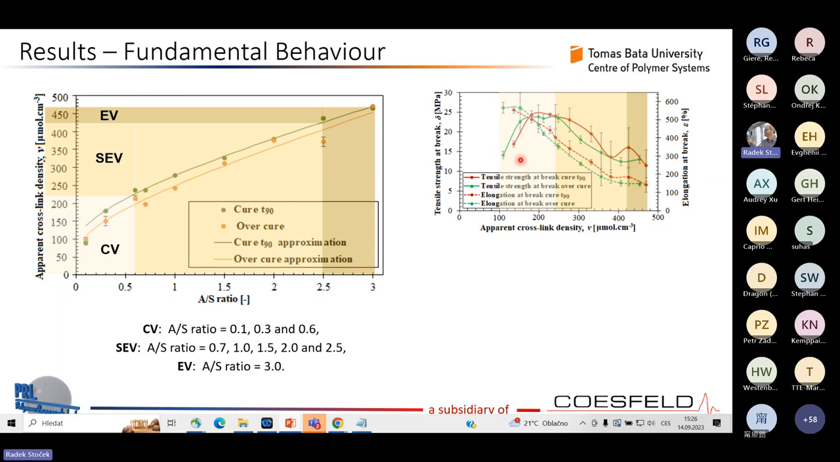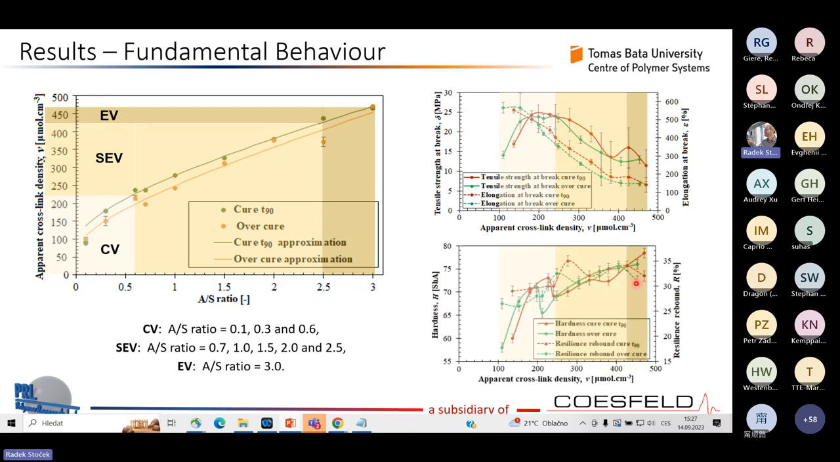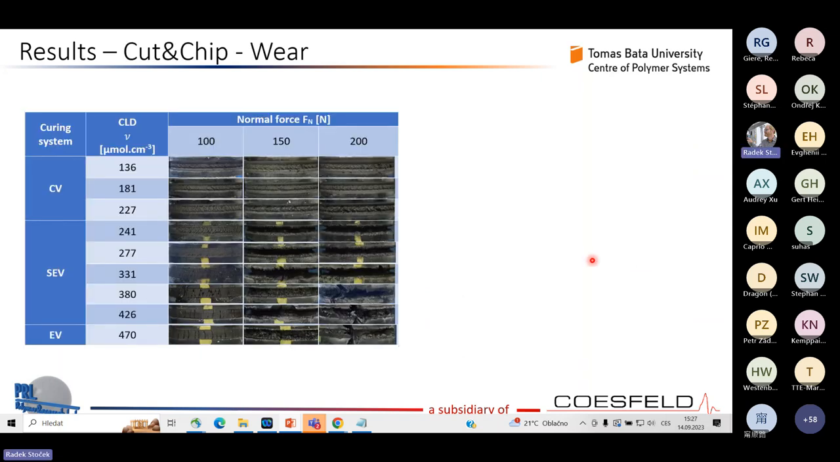In a conventional system, the tensile strength increases, and then over the conventional system it starts to decrease up to the efficient one. For the elongation at break, we can see it is more or less constant, and then in the middle part of the conventional system it starts to decrease. From the measurement of hardness, we can clearly see that the hardness increases with the increase of crosslink density, that means over the conventional and semi-efficient system, whereas in the efficient system it decreases again. However, the aim of this work was cut and chip abrasion.